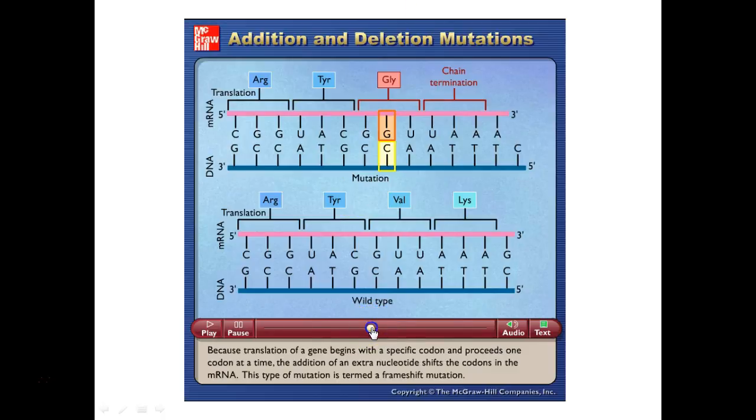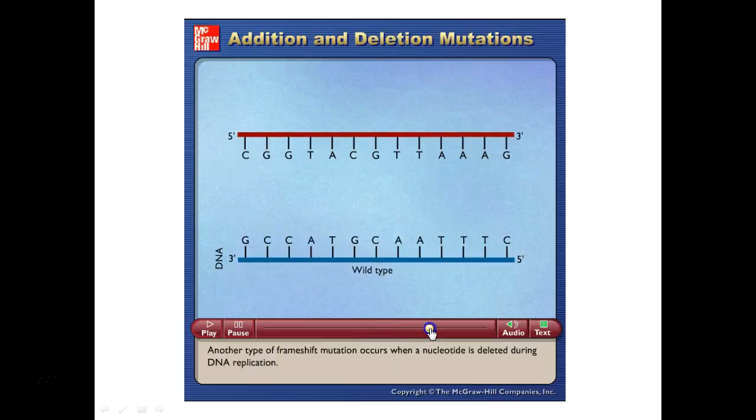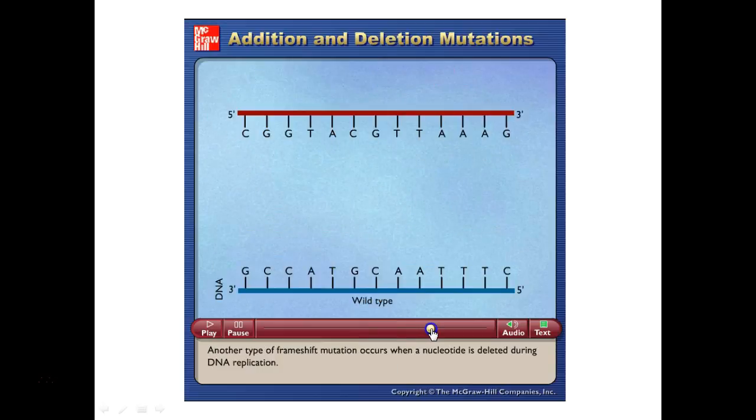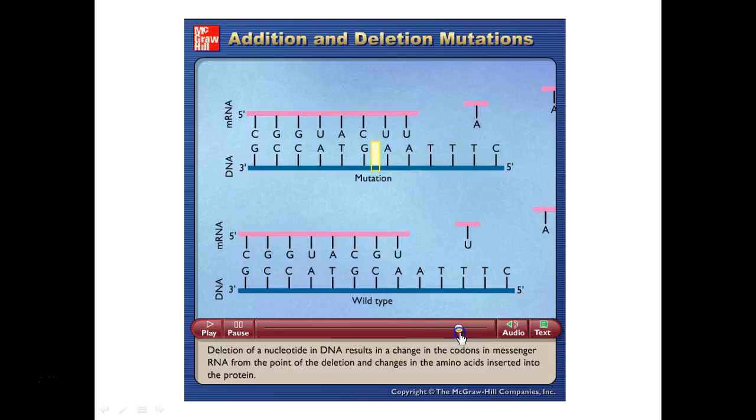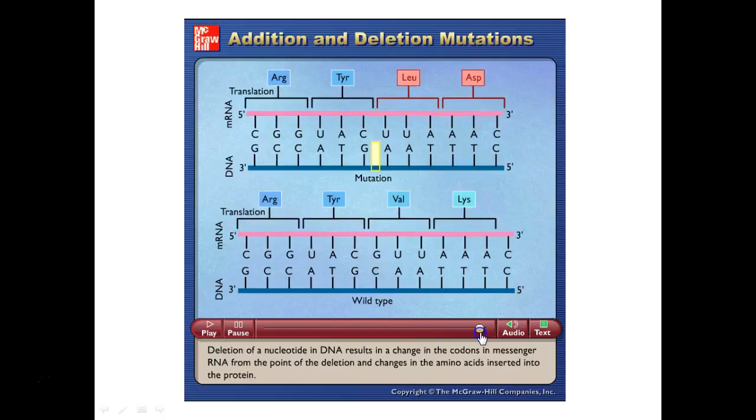So that's adding. Do you think deleting would have the same effect? You're going to get a shift? You're going to maybe stop before you're supposed to? Probably, right? So here's a real example. They forgot one. This is supposed to be valine, now it's leucine, aspartate, right? I don't show you the whole thing, but chances are you're probably going to stop before you're supposed to.